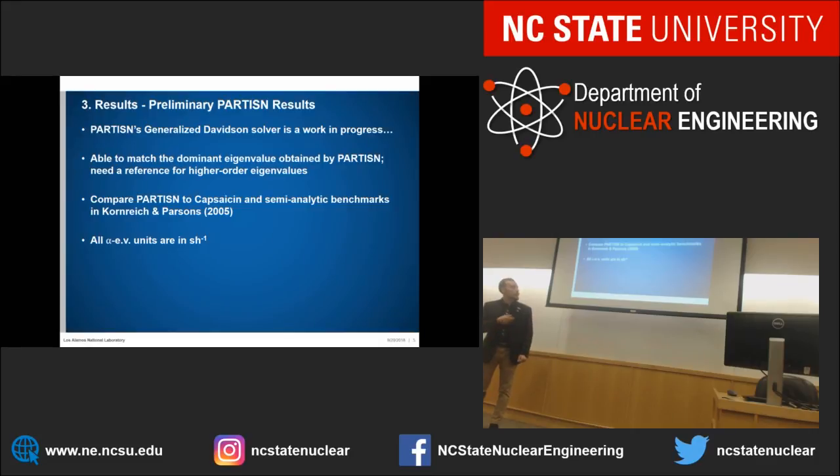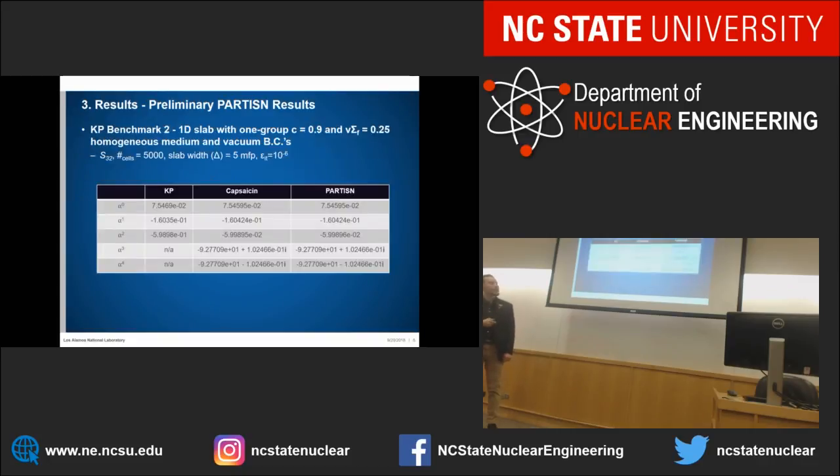So we looked at this Kornreich and Parsons semi-analytic benchmark where they were able to solve for some of the higher order alpha eigenvalues. Before I show you the results, alpha eigenvalue is not a unitless quantity like k-effective. It does have units, and they're in inverse shakes, where a shake is 10 to the negative 8 seconds, for somebody who doesn't know. I ran a bunch of these benchmark problems. I'm only going to show you one because the story is pretty much the same for all of them. We're looking here at Kornreich and Parsons benchmark number 2, where the parameters are shown here. The discretization parameters are right here. The first thing I want to draw your attention to is that Partisan and Capsaicin basically agree perfectly.